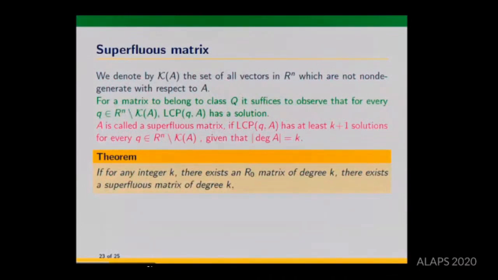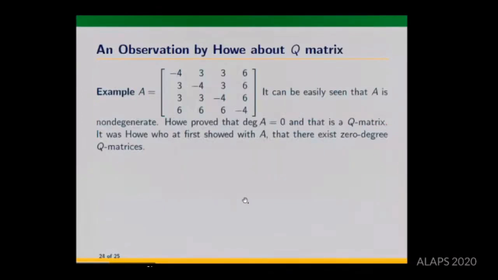We denote by K the set of all vectors in Rn which are non-degenerate with respect to A, and for a matrix to belong to class Q, it suffices to observe that for any q belonging to Rn minus K(A), LCP has a solution. In this context, one matrix class that has come up is called superfluous matrices. A is called a superfluous matrix if LCP (q, A) has at least K plus 1 solutions for every q belonging to Rn minus K(A), given that the degree of A is equal to K. For any integer K, if there exists an R naught matrix of degree K, then there exists a superfluous matrix of degree K.